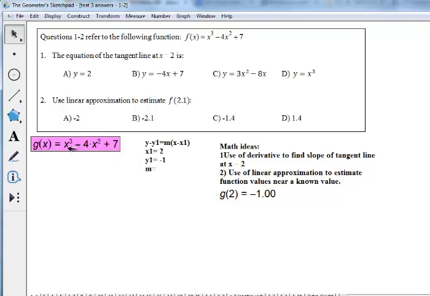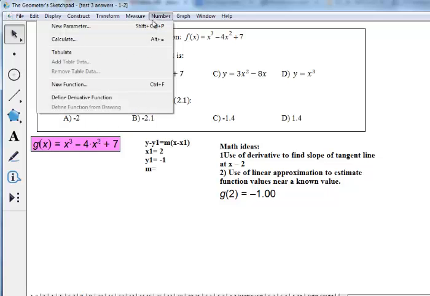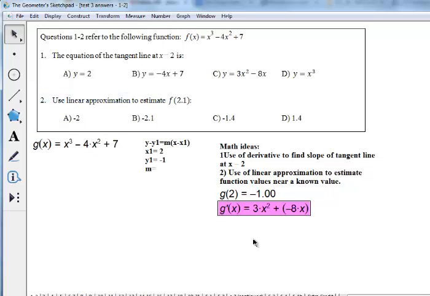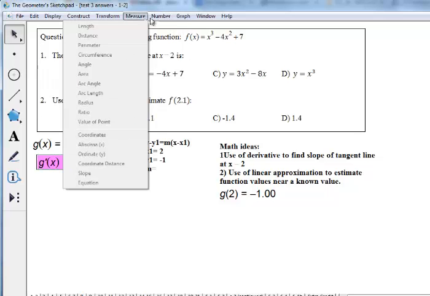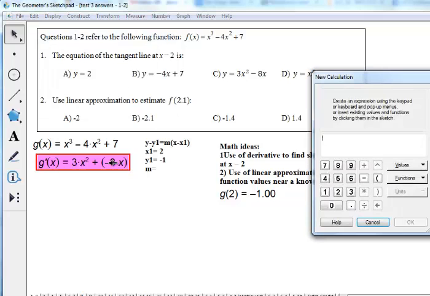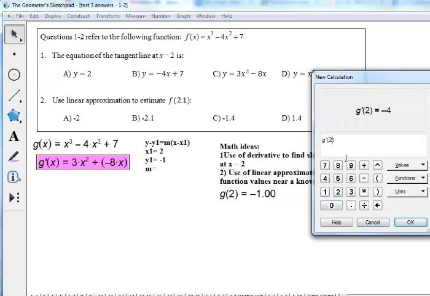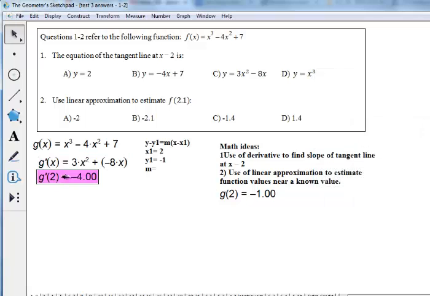So if I compute the derivative, I'm just going to use a simple chain rule. And you can see that that's going to be 3x squared minus 8x. And then I want to figure the value of this when x is equal to 2. So I want g prime of 2. Notice that this notation looks real familiar. So now we know that the slope when x is 2 is negative 4.